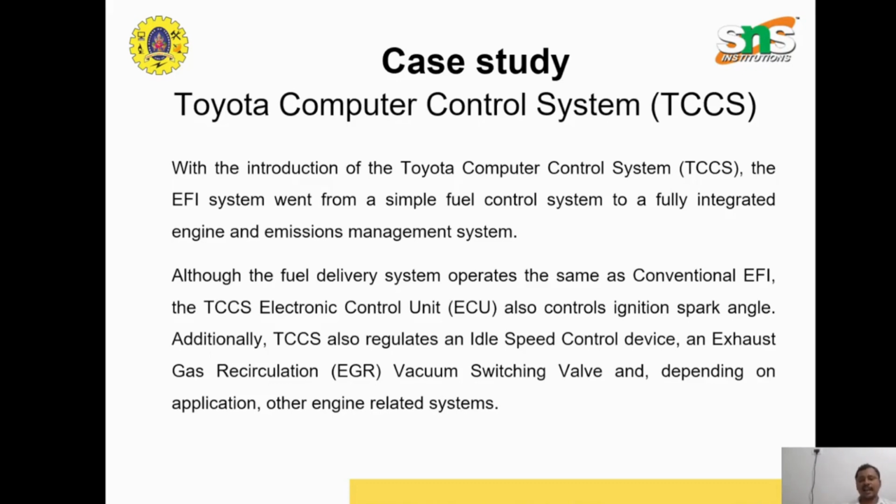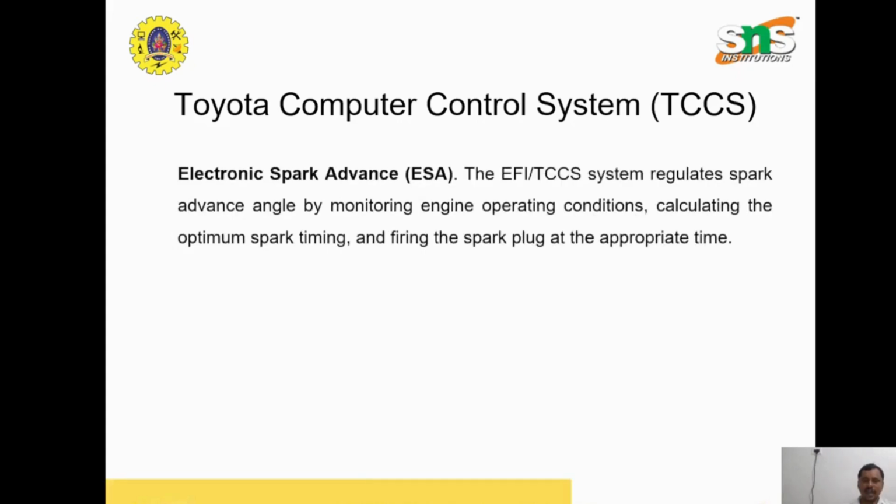Additionally, it regulates an idle speed control device, exhaust gas recirculation vacuum switching valve, and, depending on the application, other engine related systems. Electronic spark advance is the mechanism that regulates the spark advance angle by monitoring engine operating conditions, calculating the optimum spark timing, and firing the spark plug at the appropriate time.